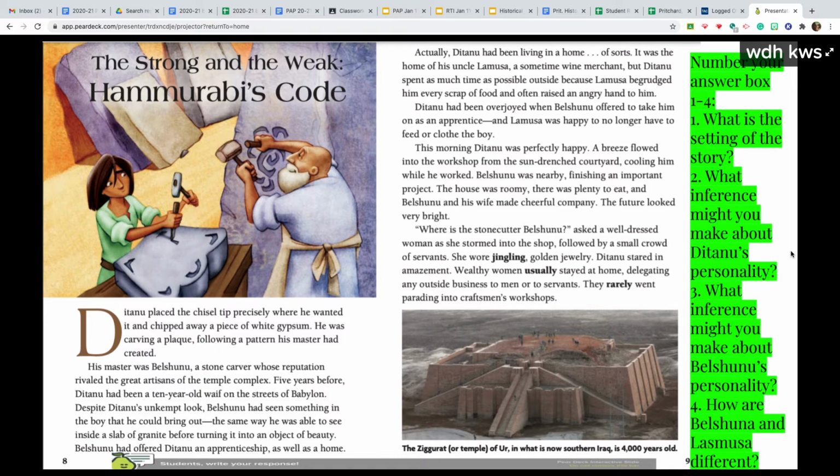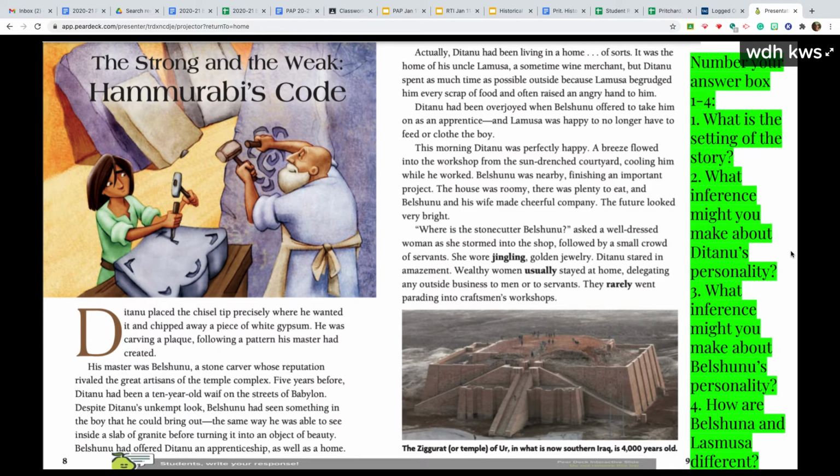What inference can you make about the boy's personality? He was a good person, but his uncle was mean to him. Okay. How did he feel about Belshunu taking him in? Okay, so he had a grateful personality. He wasn't getting paid. He was basically working for free, but yet he was still grateful for that opportunity.